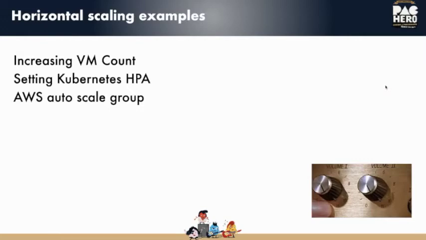Horizontal scaling is quite easy. It's increasing the number of servers. For instance, I already mentioned the Kubernetes HPA, the horizontal pod autoscaler. The name fits it correctly. And an AWS autoscale group is another example of horizontal scaling.